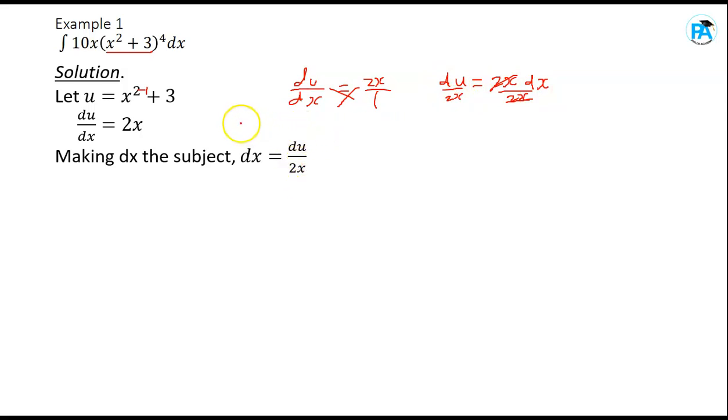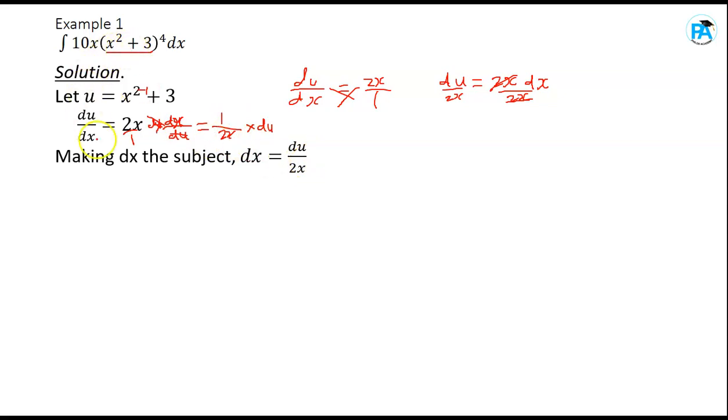I hope that's clear. Another way of doing it is, since this is over 1, you reciprocate both sides. When you reciprocate both sides, you have dx over du equals 1 over 2x. Then after doing that, you multiply both sides by the denominator of this, that is du, times du. So this du takes away this du, then you'll be left with dx equals 1 times du is du, over 2x. So it's the same thing.